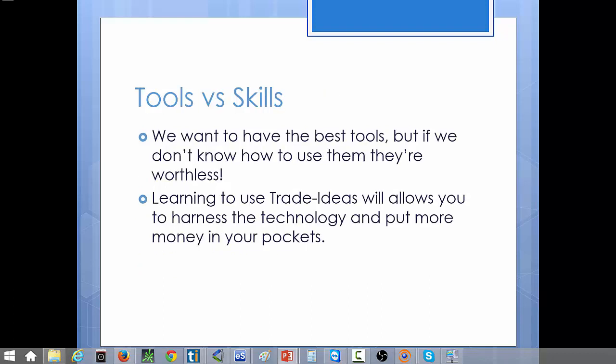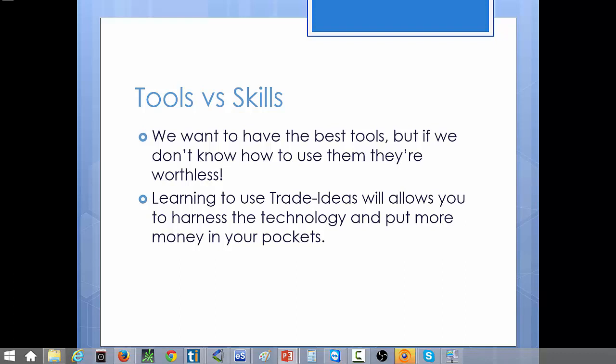Okay, so scanners are a tool, right? And we want to have the best tools. I want all of you to have the best tools, but if you don't know how to use them, they're really not of very much value. So learning how to use Trade Ideas properly allows you to harness the technology and ultimately put more money in your pocket.